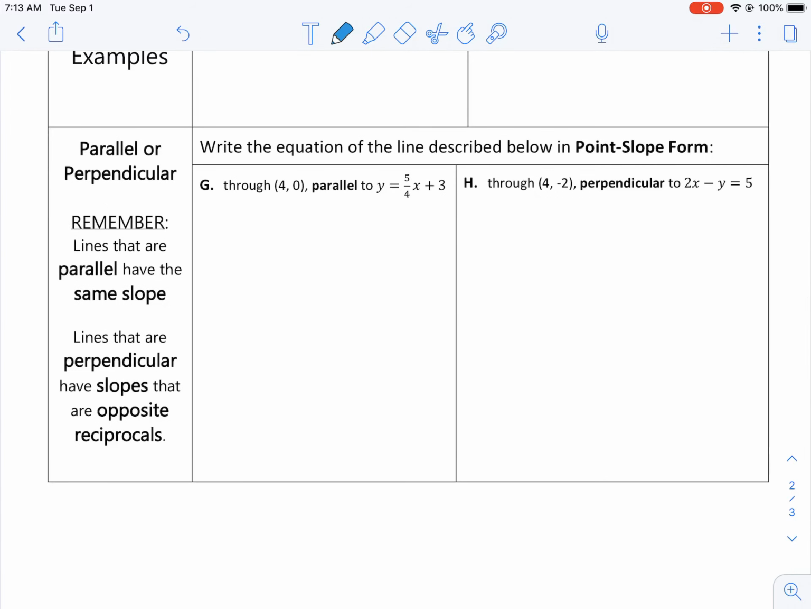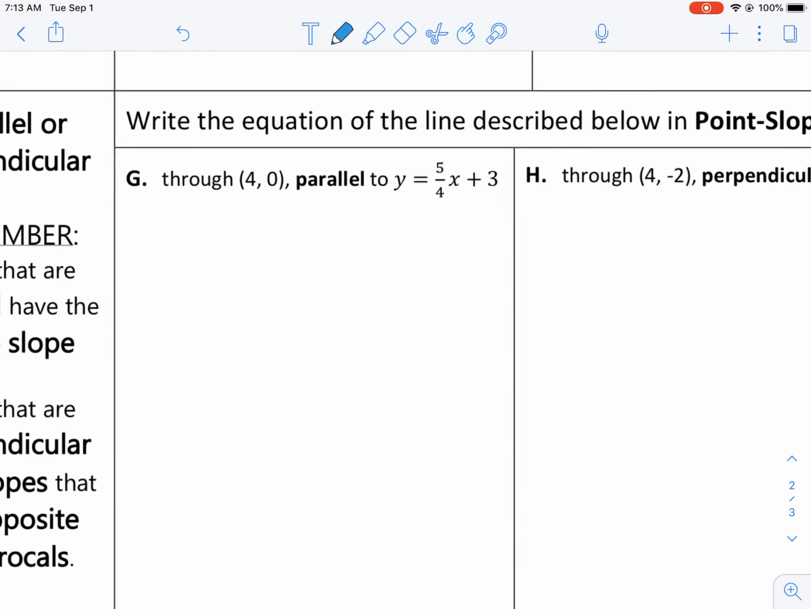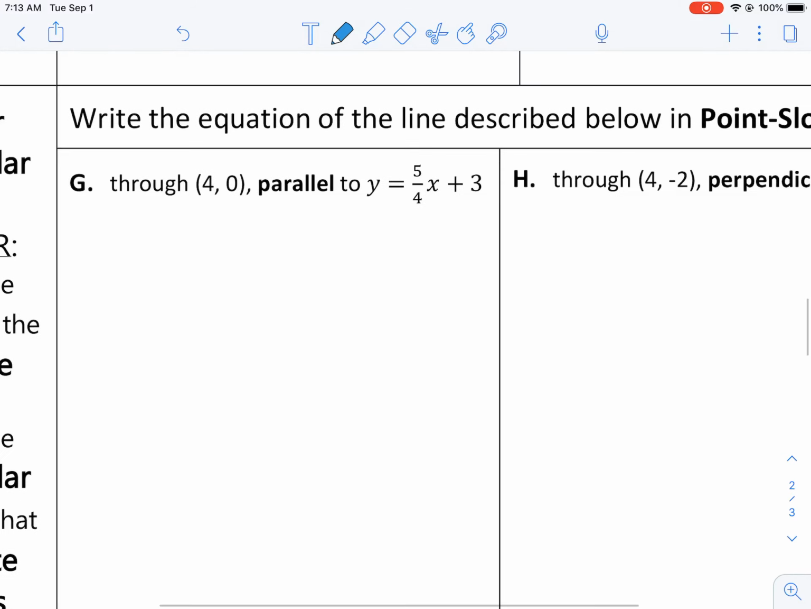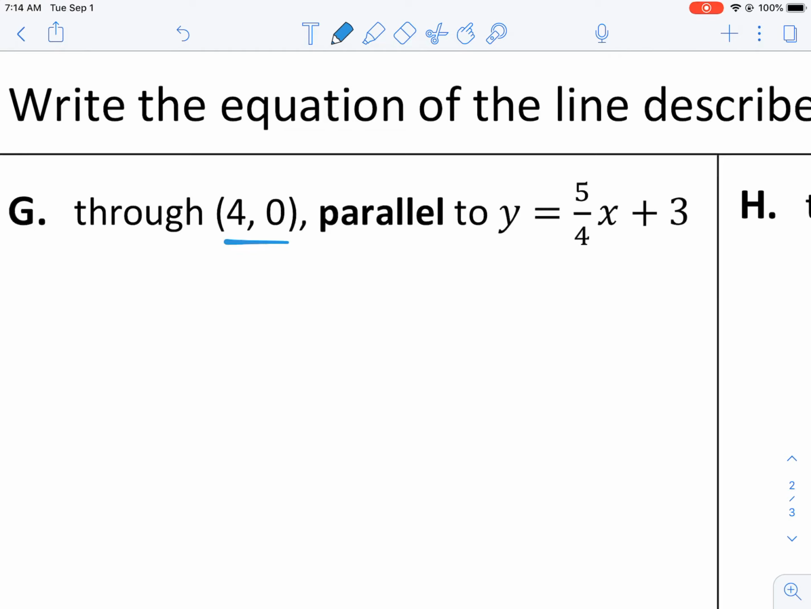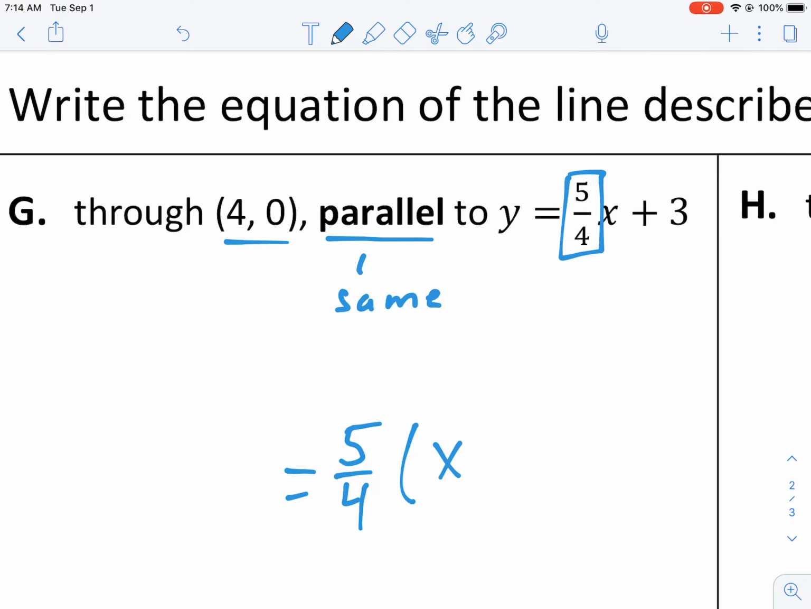So finally, we're going to do some work with parallel and perpendicular lines. Now, we also talked about this earlier in the week, okay? But here they're telling us they want it to go through the point (4, 0) and be parallel to this line. The key to this is knowing what parallel means. Parallel means the same slope, right? And since this is 5/4, we want our equation to have the same slope, which is also 5/4. So we're going to put 5/4 right there.